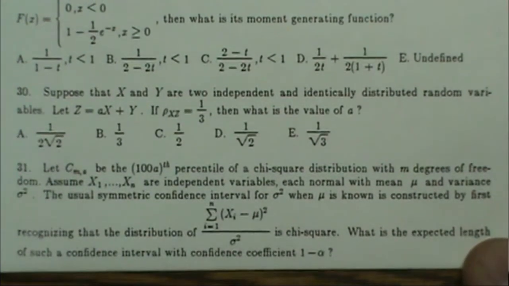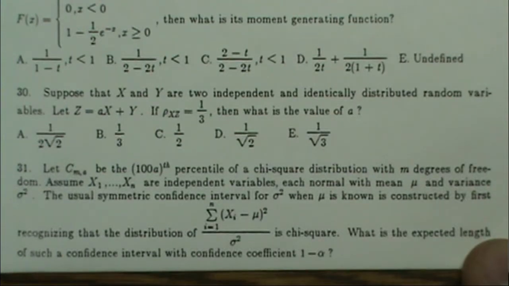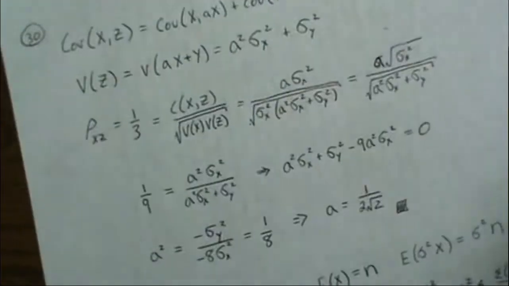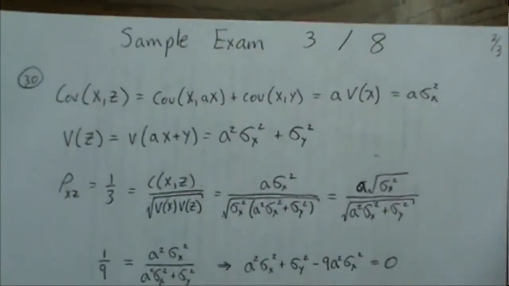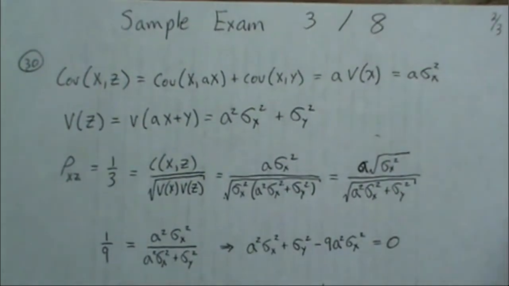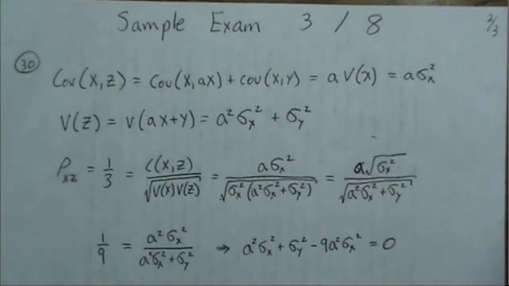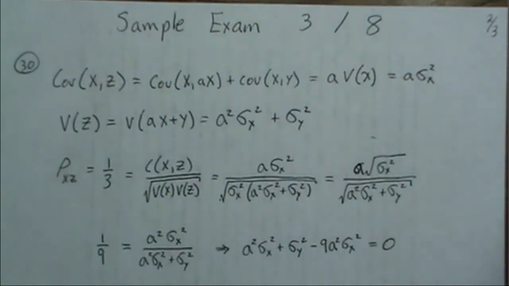Number 30. Suppose that x and y are two independent, identically distributed random variables. Let z equal a times x plus y. If the correlation of x and z is 1/3, then what is the value of a? So problem number 30, we're asked to find the value of a such that z equals ax plus y, such that the correlation of x and z is 1/3.